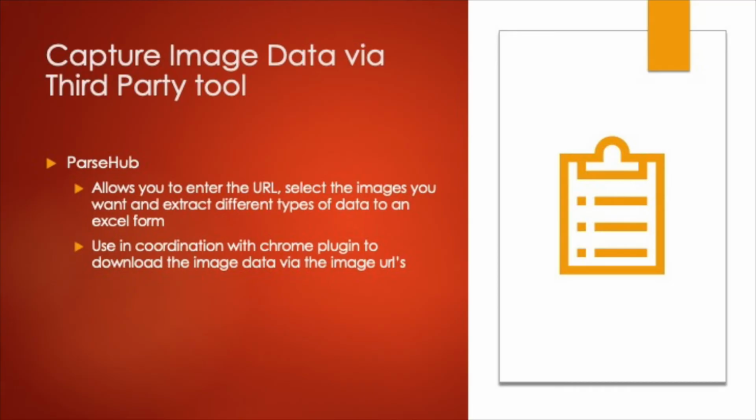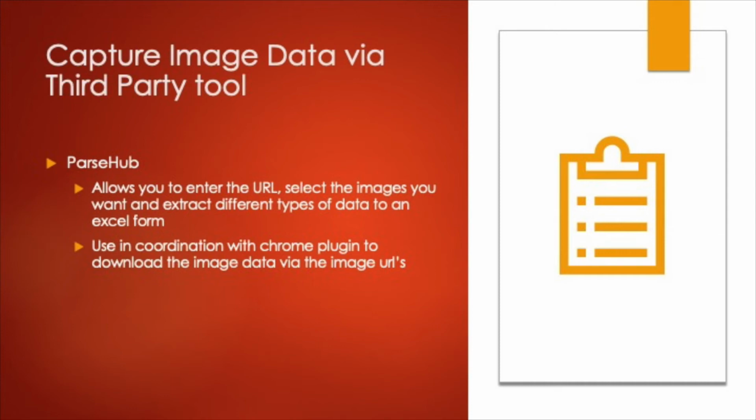The next approach we're going to talk about is how to capture image data via a third-party tool. And the third-party tool we're going to talk about today is ParseHub. The ParseHub tool allows you to capture image data using their client app. How you do this is the ParseHub app allows you to enter the URL, select the images you want, and extract the different types of data to an Excel form.